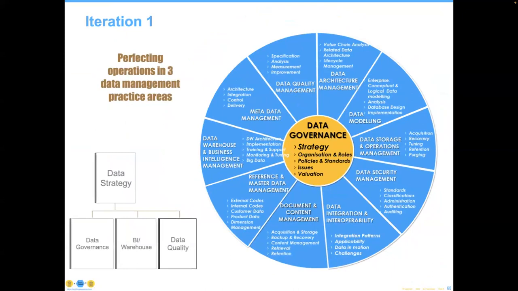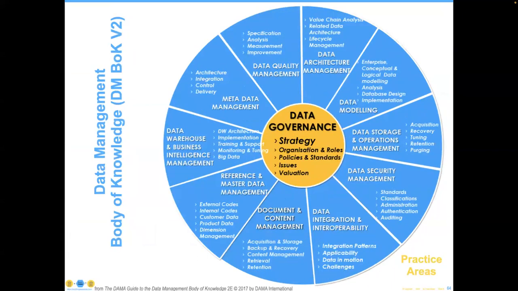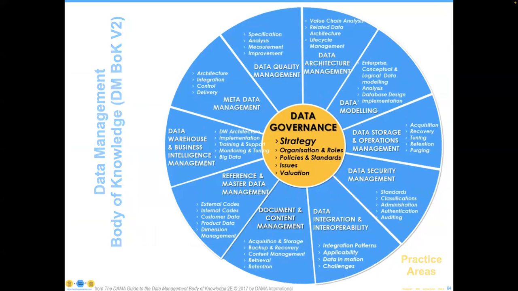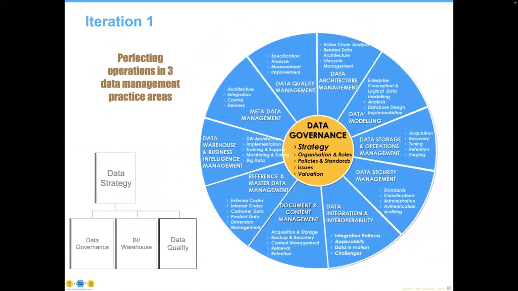For those of you meeting it for the first time, I'm going to go back up to that slide. The DMBOK is a representation of possible practice areas inside of data management, created by DAMA International back in 2009, I believe. We've got an updated version of it. Each of these represents one or more practice areas. So we might be trying to do something, as you can see on the bottom left, that I've designated as a combination of governance, warehouse, and quality.